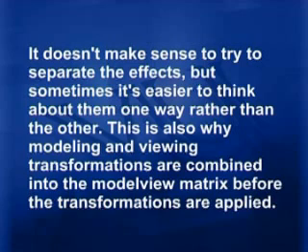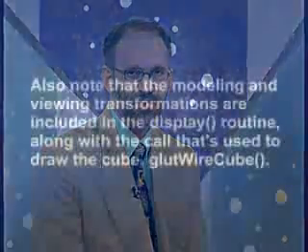This is also why modeling and viewing transformations are combined into the modelview matrix before the transformations are applied. Since the two types of transformations cannot be separated from each other because of the effects they have on the ultimate view, they have actually been combined in one step, the modelview matrix. The modelview matrix takes care of the modeling and viewing transformations that we specify. So all of them would be combined together in one step, in all those stages that the vertices have to go through before they finally get displayed as an image on the screen.